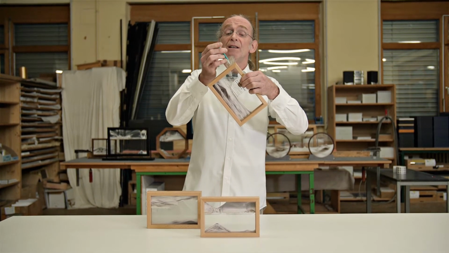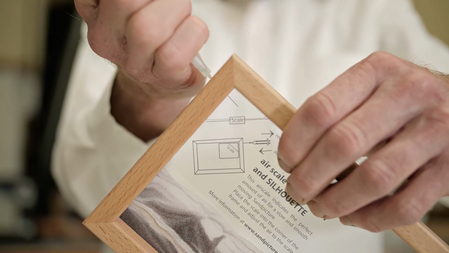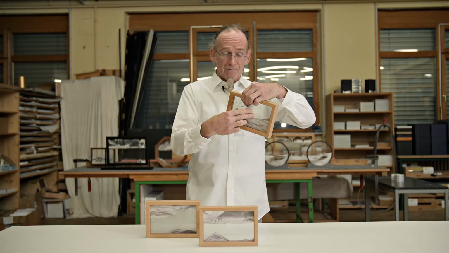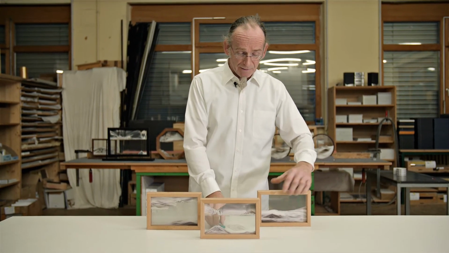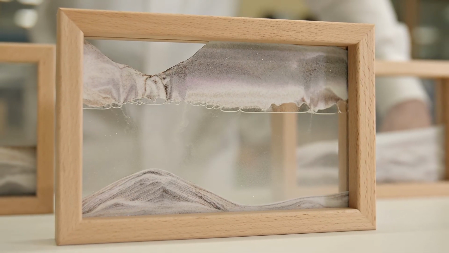Blow the needle free, and now you can take out air according to the line, according to the air scale. So, let's see what happens here. It will be moving beautifully.